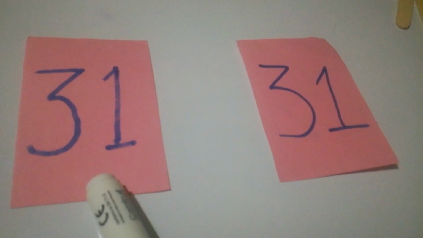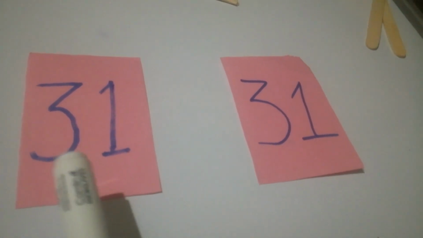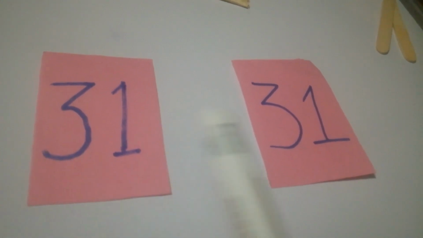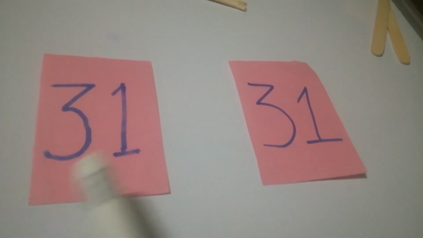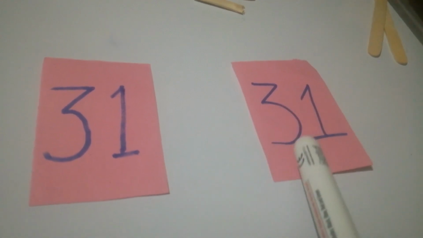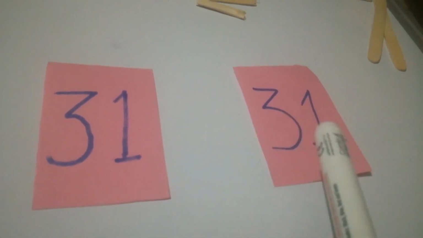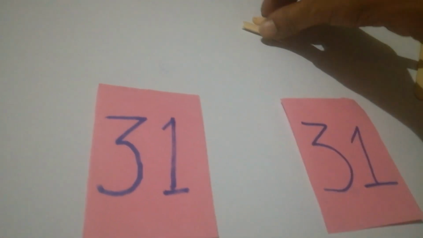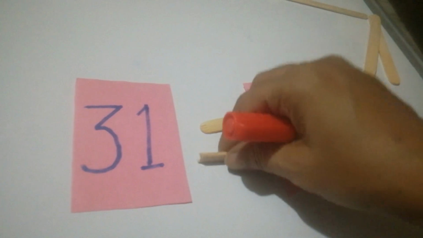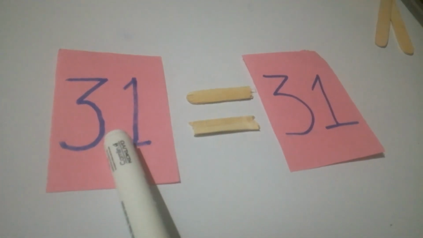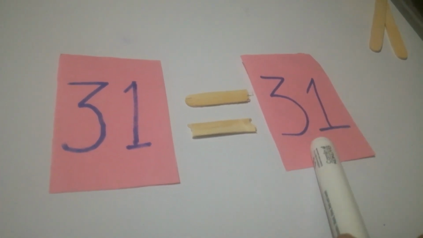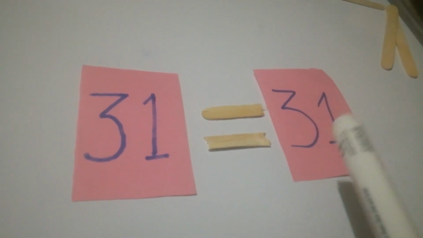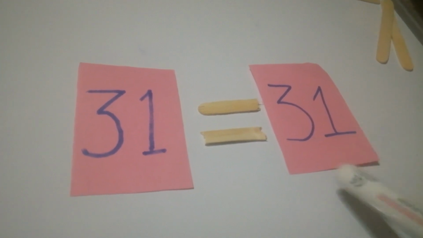Now if you see these two numbers, first of all observe the digit in the tens place. Here what you have? 3 and here what you have? 3. Both are the same. Here we have 31 and here we have 31. If the numbers are the same, what symbol should be placed in between them? Equal to symbol. It means 31 is equal to 31. Both are the same numbers. So in this way we use the symbols to compare the numbers.